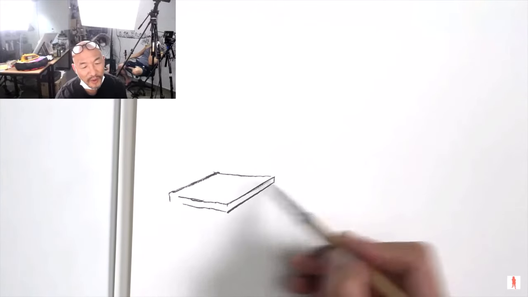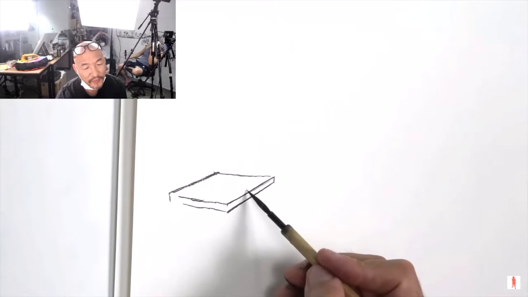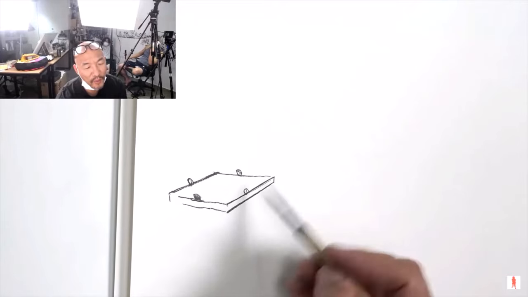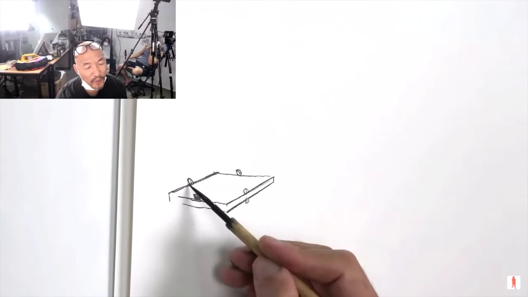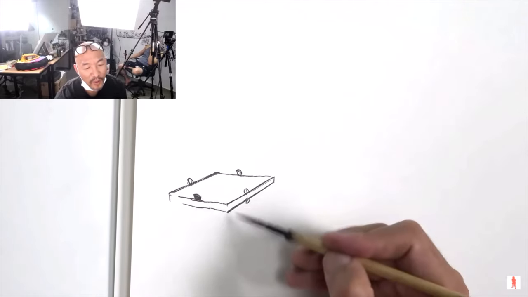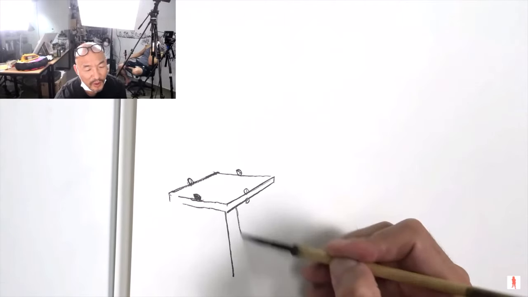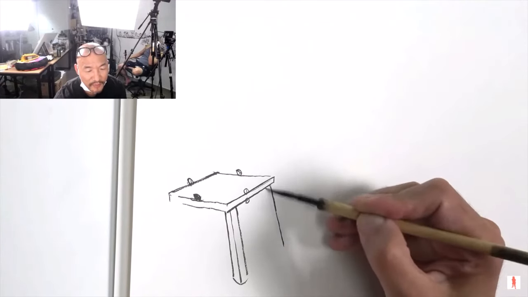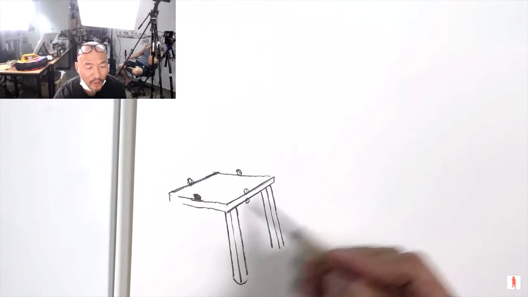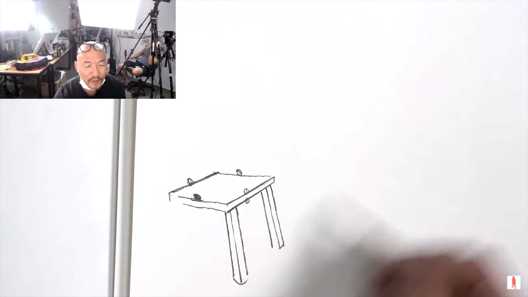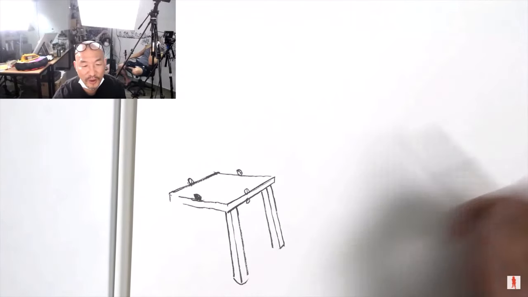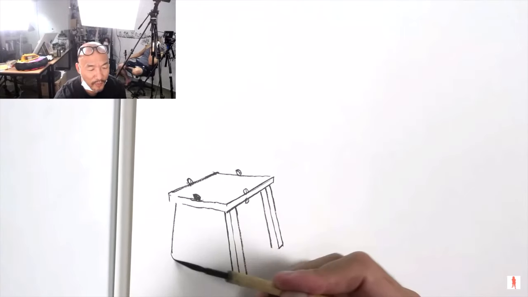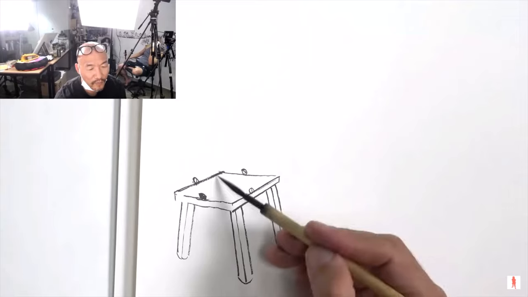So every single line that you draw is connected to one another. You draw this line looking at the other, and you draw this line looking at the other. The incline, the tilt. You also have to take into consideration the lines that are invisible.